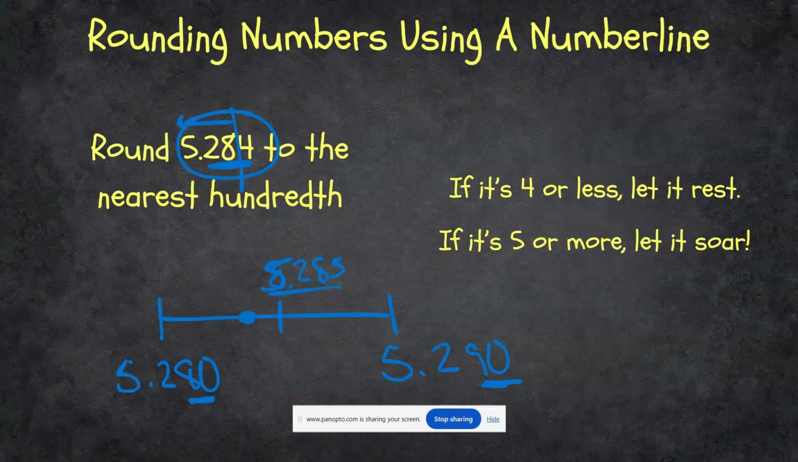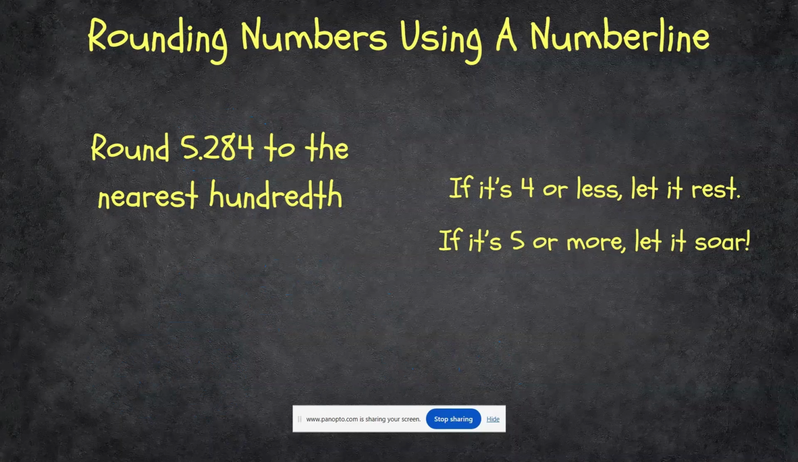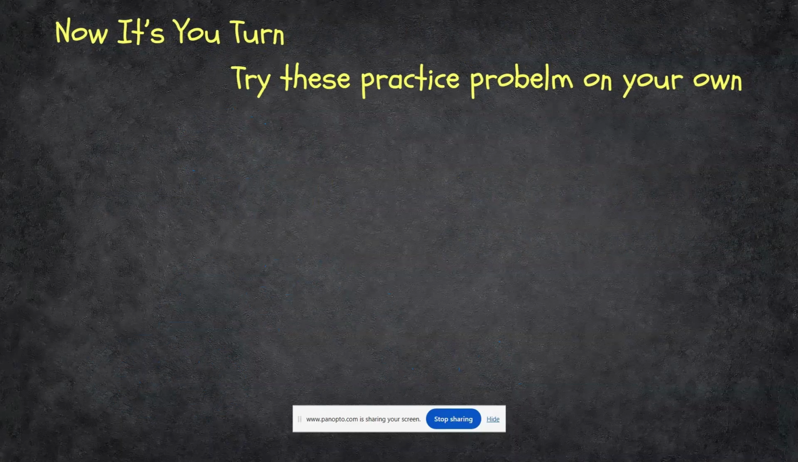Since it's before my midpoint, that means my original number is going to round down. So the answer I'm going to get is 5 and 280 thousandths. My original number is going to round down. Okay. All right.